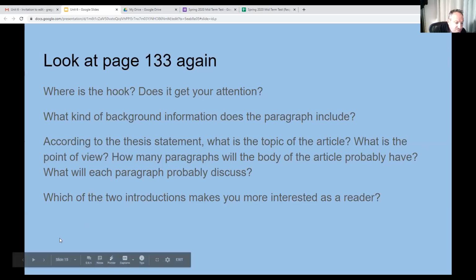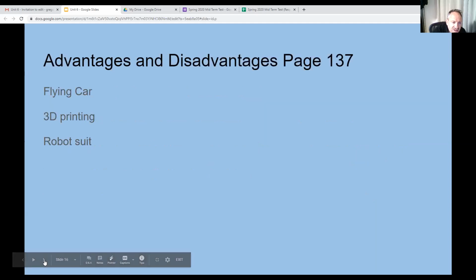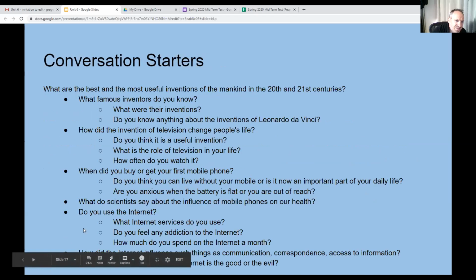Okay, righto, you can double check all of that here, the advantages and disadvantages on page 137. Yeah, the flying car, 3D printing and robot suit. That's right. That's all good. And then here are some conversation questions.